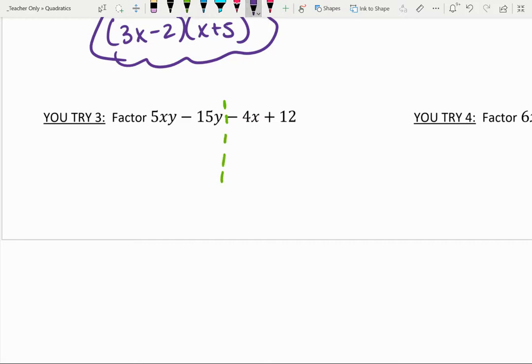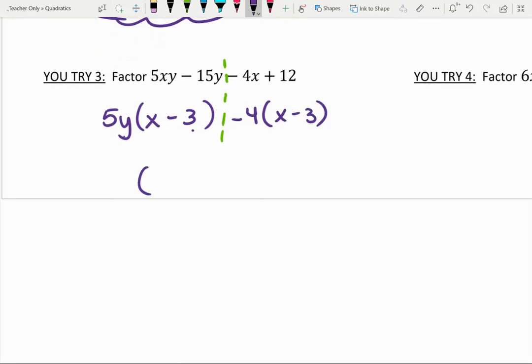Our greatest common factor of 5xy minus 15y is 5y, leaving behind an x minus 3. 5y times x is 5xy, and 5y times negative 3 is negative 15y. And negative 4x plus 12, we are going to factor out the negative 4, leaving behind an x minus 3. Our final factored form will be x minus 3 times y minus 4.